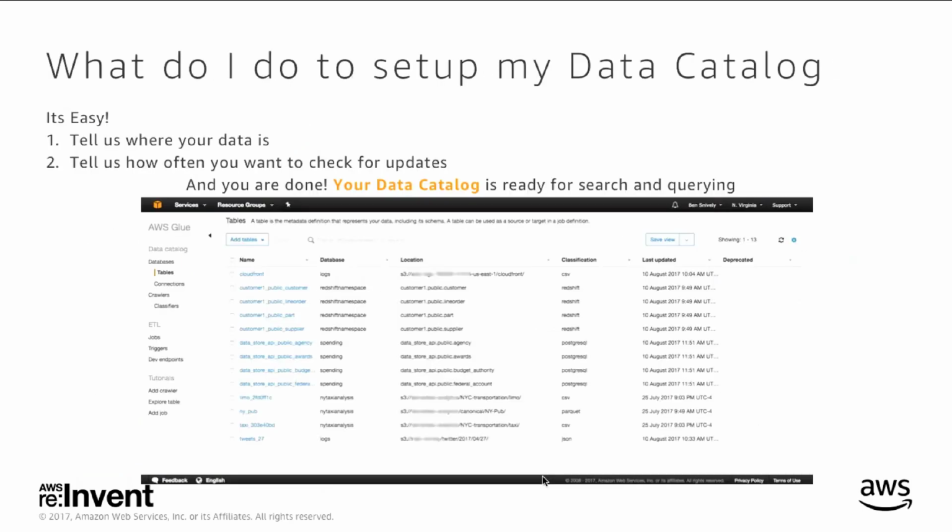So what do you have to do to set this up? When you look at the Glue Data Catalog console, you can see that in this example in particular, there's a number of different tables. Each one of these tables belong to different databases. But when we look at the classification, we see that there's a number of different classifications here, right? There's CSV, there's Redshift, there's Postgres, there's Parquet. So this again tells you that all of these data sets are available for you to explore and to use, and they all come from different data sources.